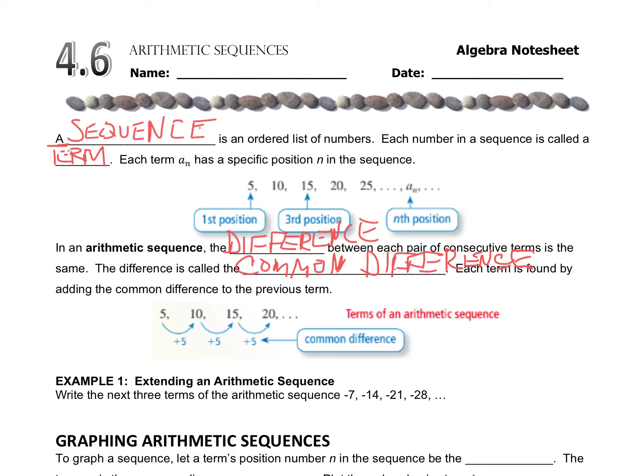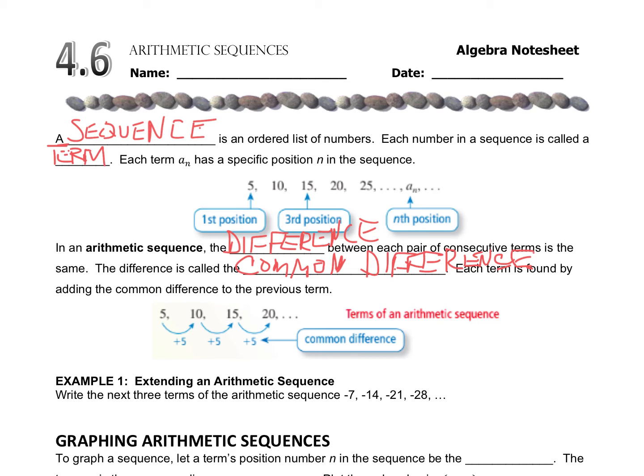In an arithmetic sequence, the difference between each pair of consecutive terms is exactly the same. So in the first example, we see 5. You would add 5 to get to 10, you would add 5 to get to 15, you'd add 5 to get 20, etc. This difference is called the common difference, which makes sense because it's the same number, so it's common over and over and over again. And each term is found by adding that common difference to the previous term.